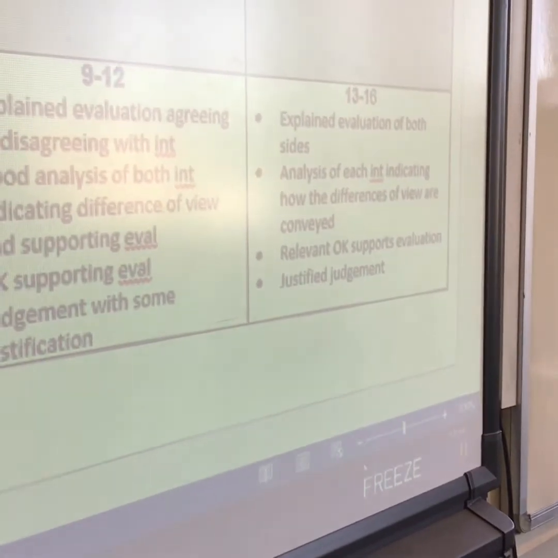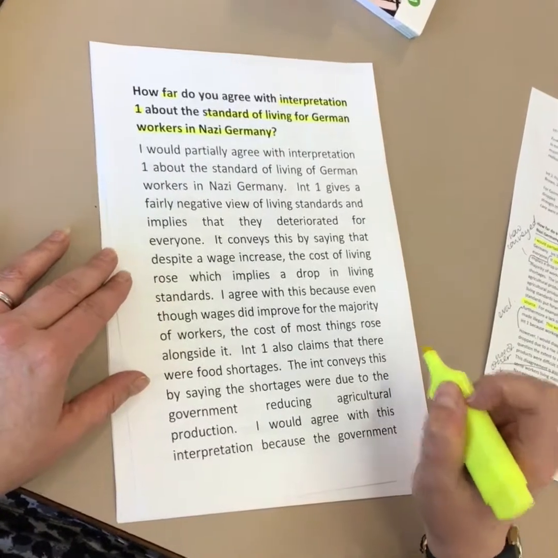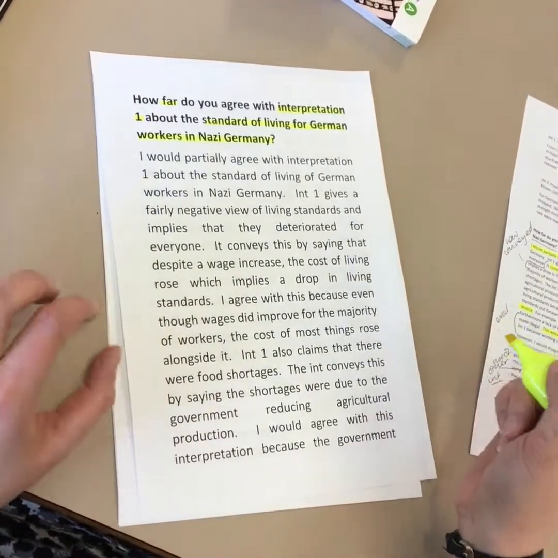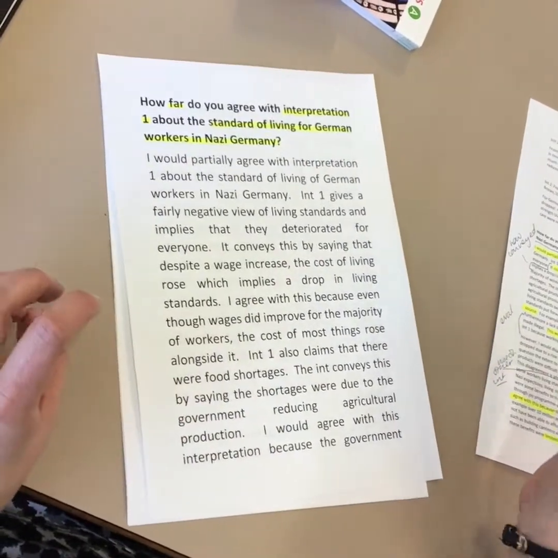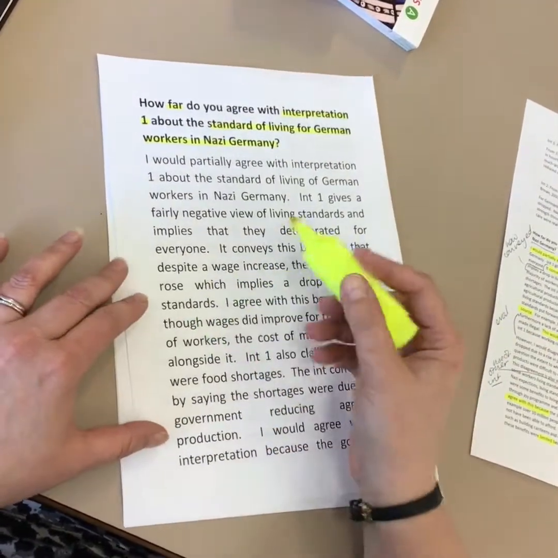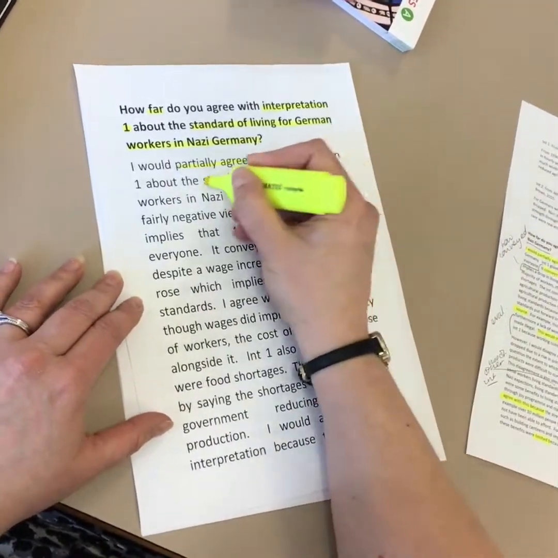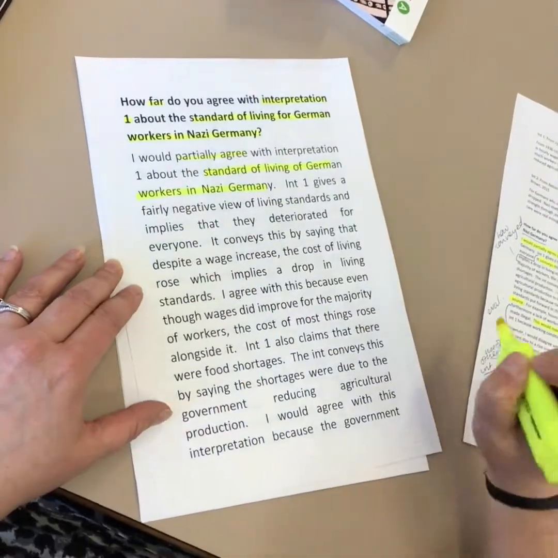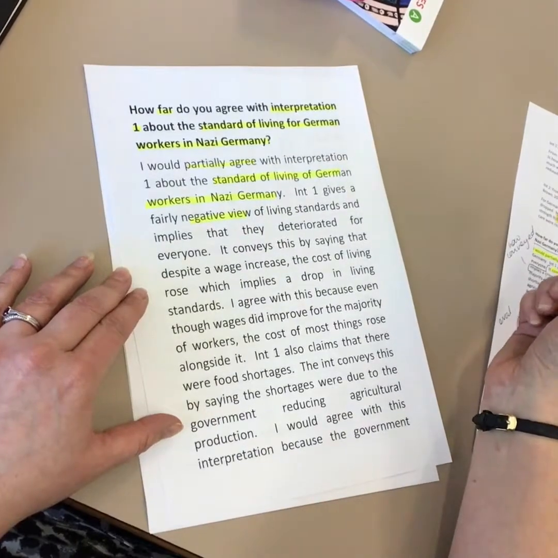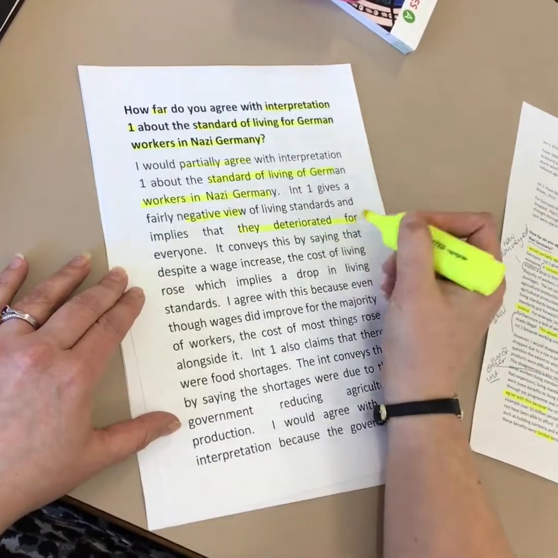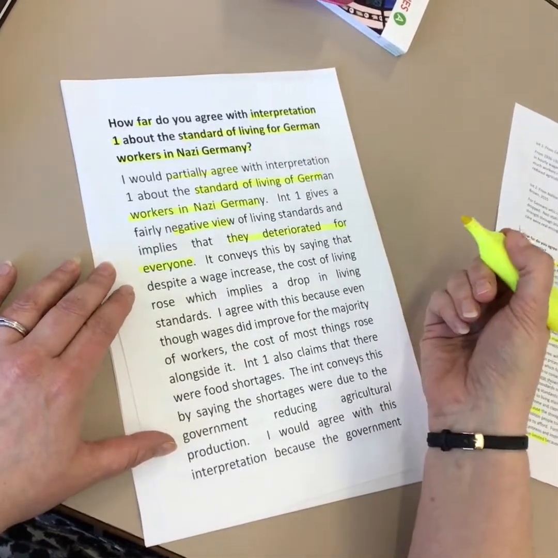Okay, so when we're actually starting to answer the question, the first thing we need to really think about is putting forward and showing the examiner that we understand what the interpretation is saying about the standard of living for German workers in Nazi Germany. So here I've said I'm only going to partially agree with interpretation 1, and I'll reiterate the inquiry to show the examiner that I'm focused on that, because it is giving a negative view of living standards and implying that they deteriorated for everyone.